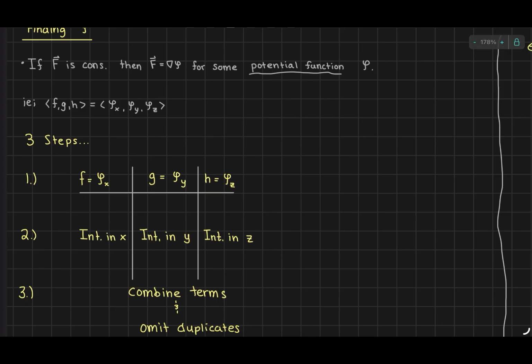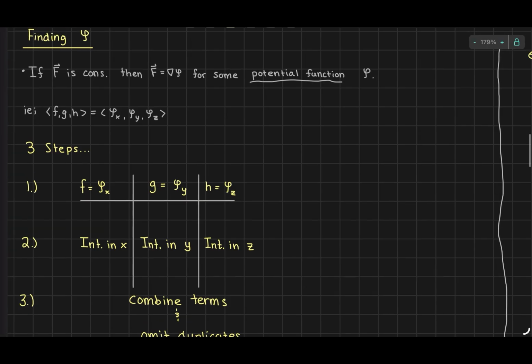And like I said, what we can do with that is we can essentially use our fundamental theorem of line integrals to simplify our work quite a bit. So let's just go ahead and get into an example on how to find phi.